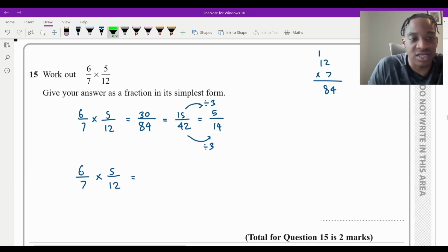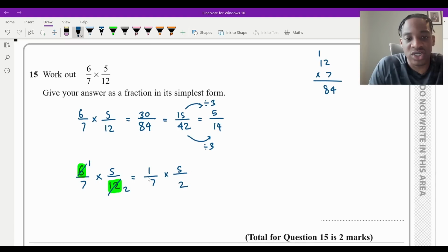Now, what I can see here is that I've got a 6 here and I've got a 12. I know that 6 goes into 6 once, right? And 6 goes into 12 twice. So this fraction has been simplified. 5 and 7 don't have any common factors. So I could actually write this as 1 over 7 times by 5 over 2.